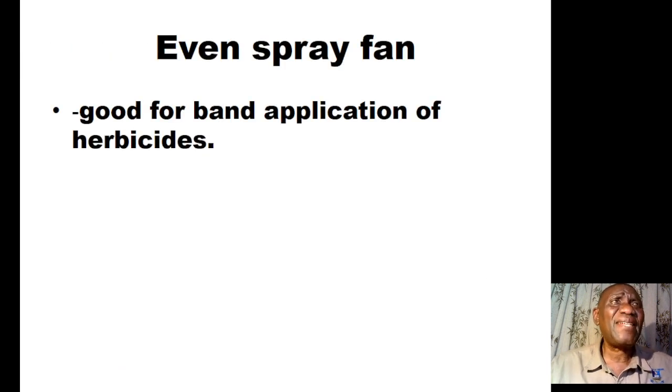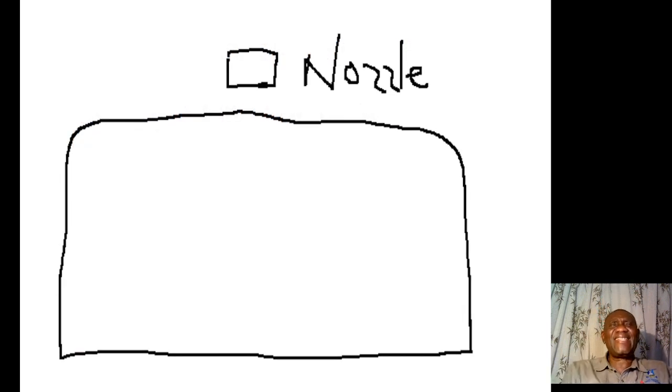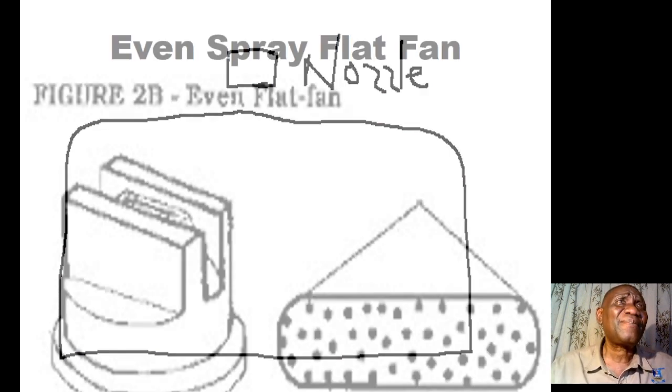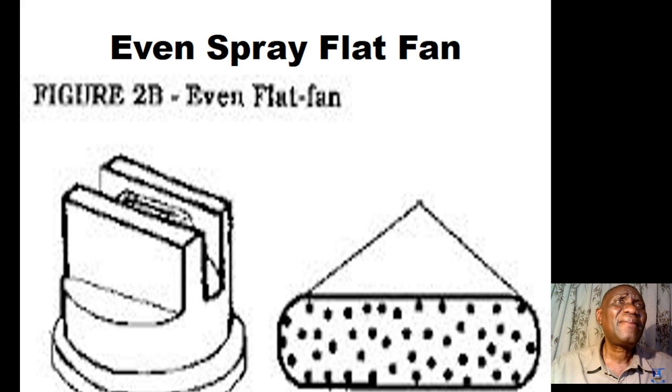Even spray fan, good for band application of the herbicides. This is more or less like a rectangle. That's the difference in the spray pattern. So even spray flat fan at the edges, it's almost like a rectangle when it hits the ground.